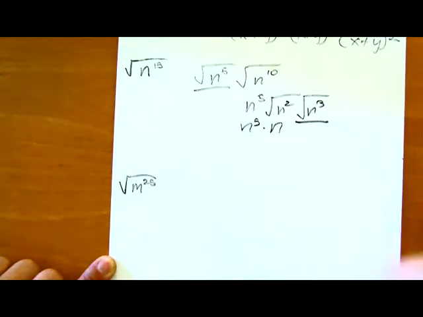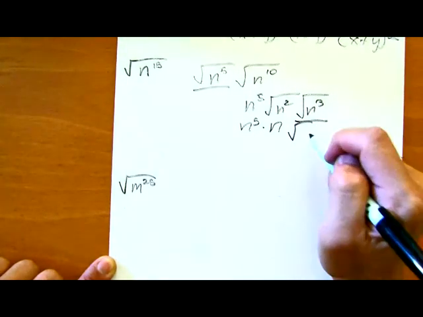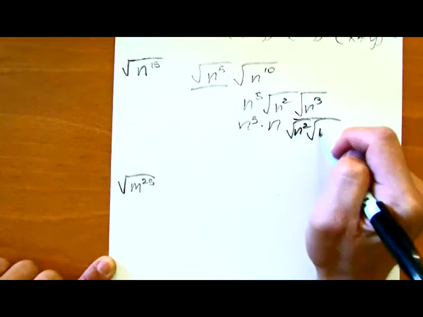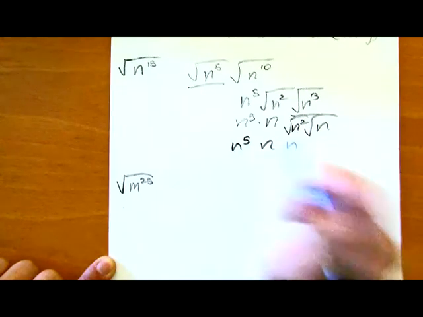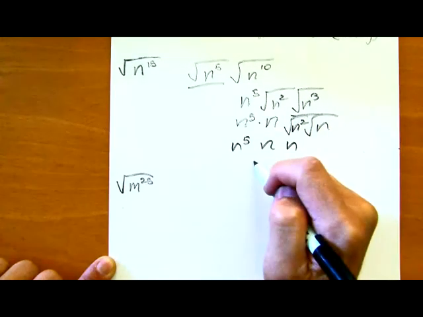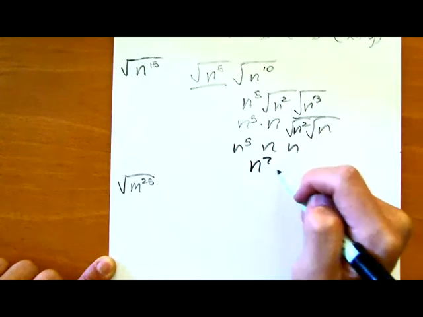Can we go further with that? n squared and n to the 1st. This is n, this is n, this is n to the 5th. So n to the 7th radical n.